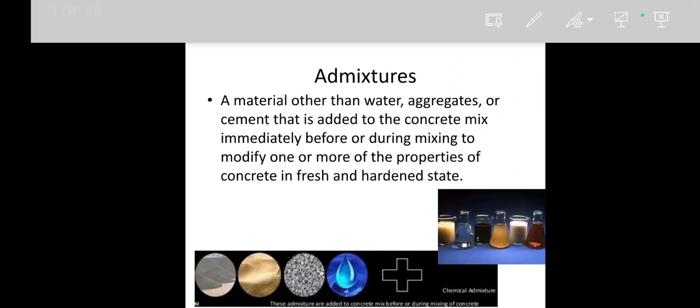Admixture means any material other than water, aggregate, and cement that is added during or before the mixing process so that the hardened and fresh concrete properties are improved. From the word itself, admixture means additional mixture, adding extra to the cement, water, and aggregate to improve its properties, in the fresh as well as in the hardened state. It can be added before or during mixing. So that is called admixture.